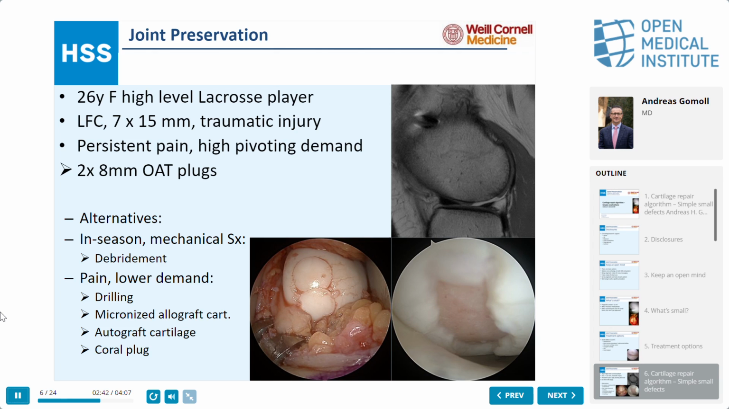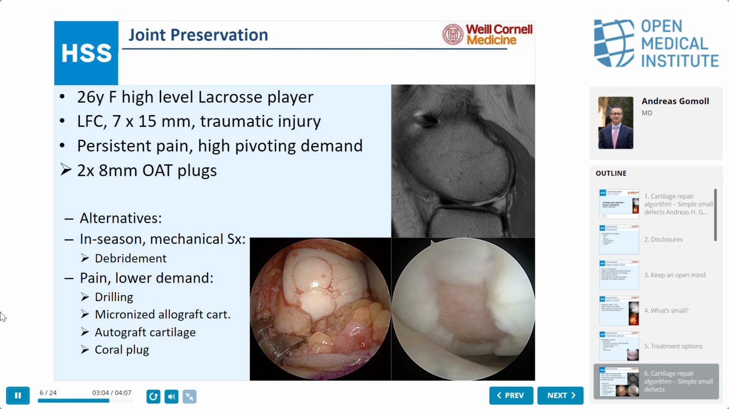But in her case, so 2 plugs, they were 8 millimeter from the proximal trochlea. Now, why do that? Because we have good data that OATS gets you back to sports or to life the quickest, because you have primary bone-to-bone healing. It's your own tissue. It heals the best.